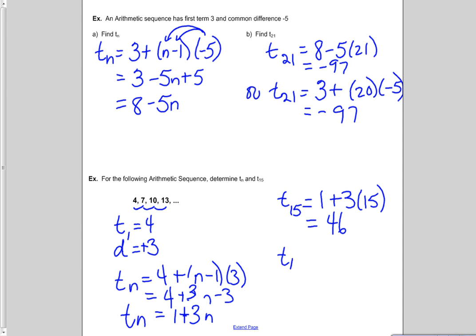If we had decided not to tidy up and write our general term like that, you can always get the 15th term from the first term and 14 of the common difference. 4 plus 42, which is 46.